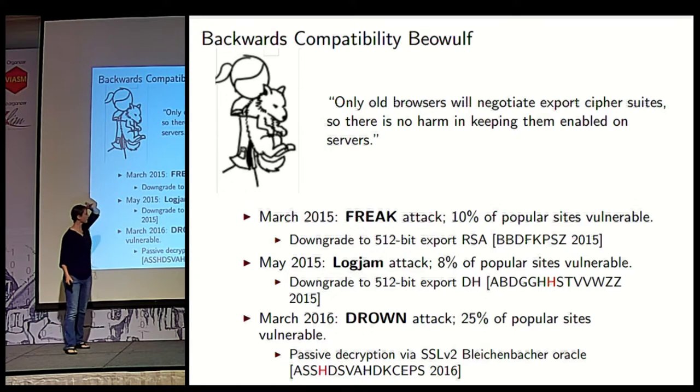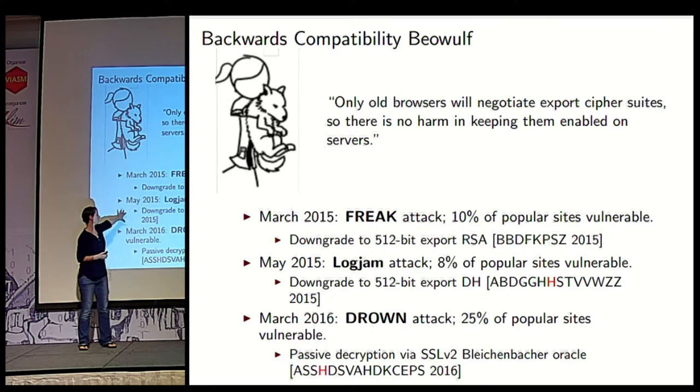The first one was the FREAK attack. This is an attack on 512-bit export RSA. It was dependent on an implementation flaw that was almost universal among browsers, and a man-in-the-middle attacker could force a perfectly secure browser, except for this implementation flaw, to downgrade to weakened 512-bit export RSA and then decrypt the contents of the connection.